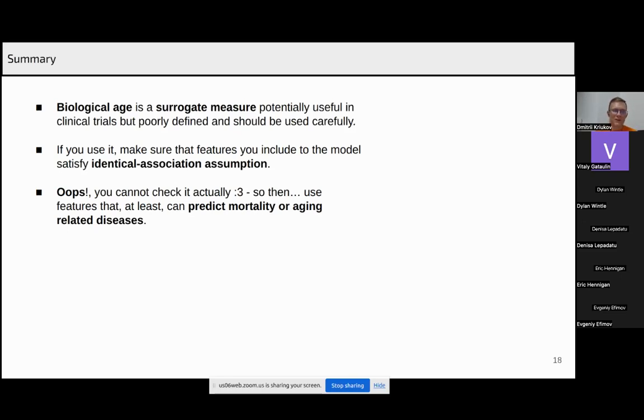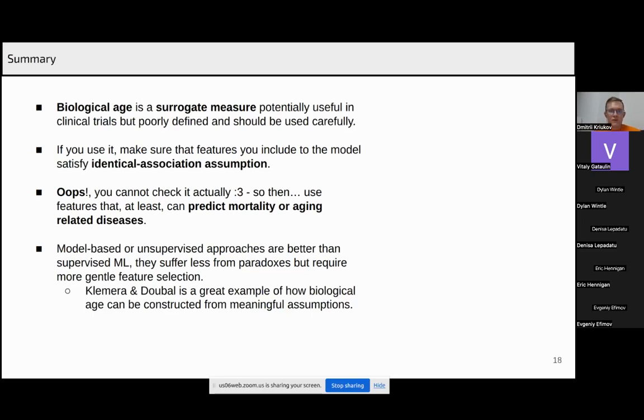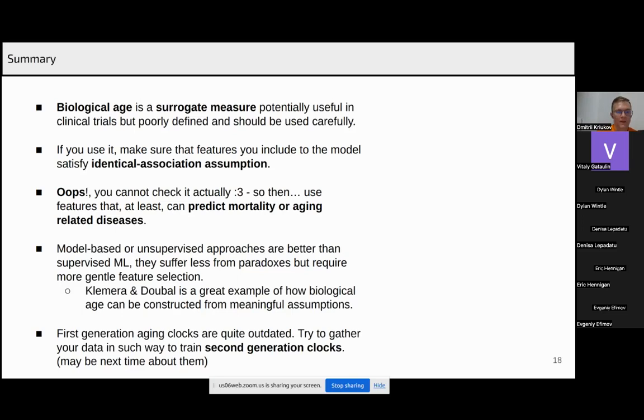But don't worry, in practice you may use features that can at least predict mortality or aging-related disease incidence. And these features will apparently be good features for constructing biological age. Model-based or unsupervised approaches are better than supervised because the supervised approach suffers from different paradoxes, different problems, cannot use chronological age as a predictor, and so on. Klemera-Doubal is a great example of how biological age can be constructed from a meaningful and quite limited set of assumptions. And the last, quite pessimistic conclusion: first generation aging clocks are quite outdated.